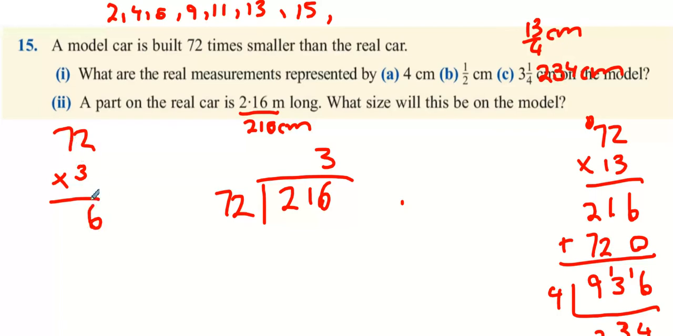3 times 2 is 6, don't carry the 1 this time. 3 times 7, 21, 216. Okay. Alright guys, that's me.